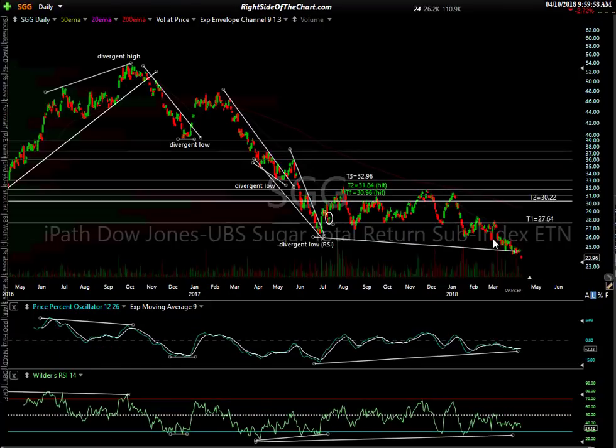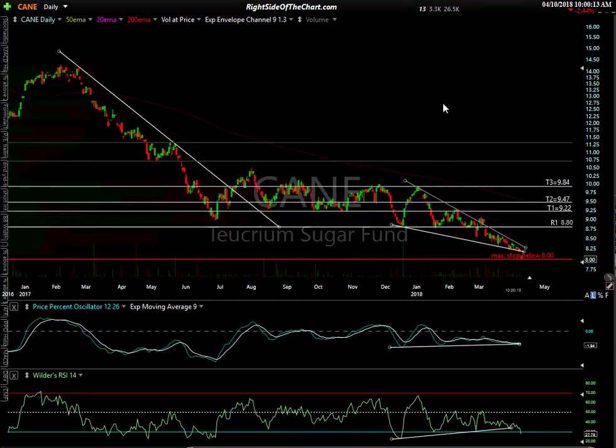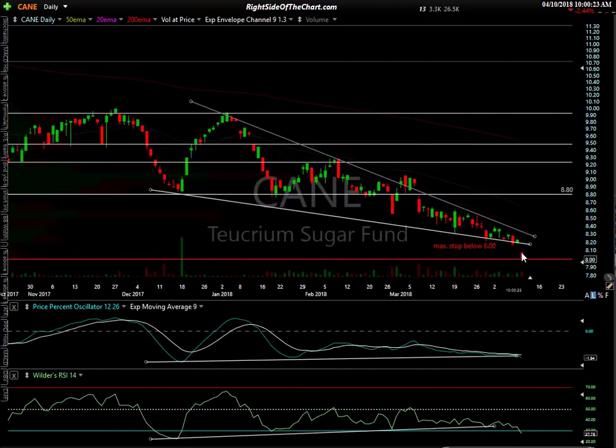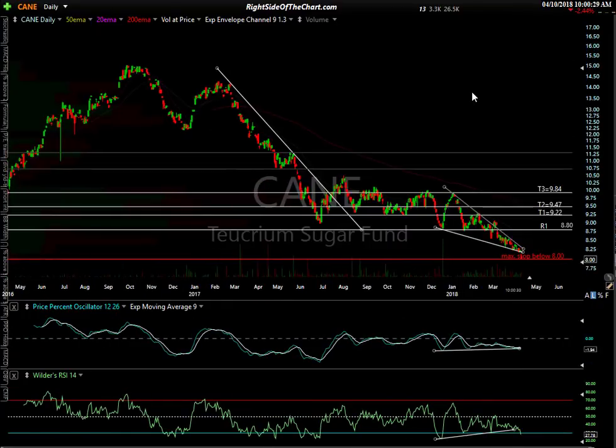Sugar needs to giddy up and go. It's just been working its way down here. Let's see. There it is. CANE is the one I have, because SGG, along with a lot of those in that family of ETNs, are being delisted and replaced with new ETNs. So I'm using CANE on this one. And there it is. Max stop below $8. We have a low of $8 right now. So one tick lower, I'll let it go. That's the stop. No reason to stick with it.